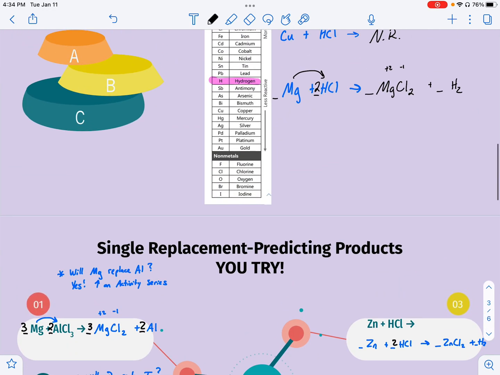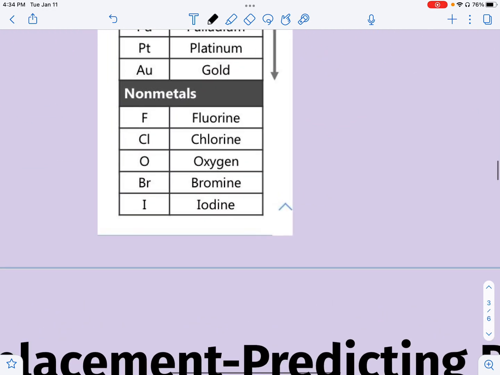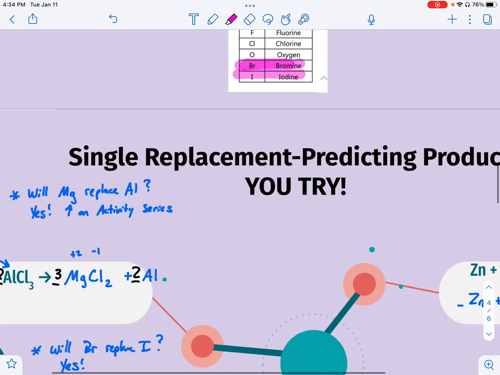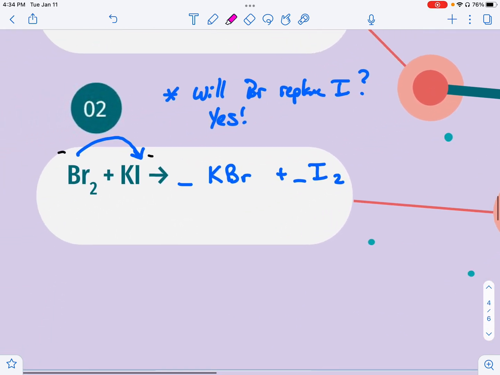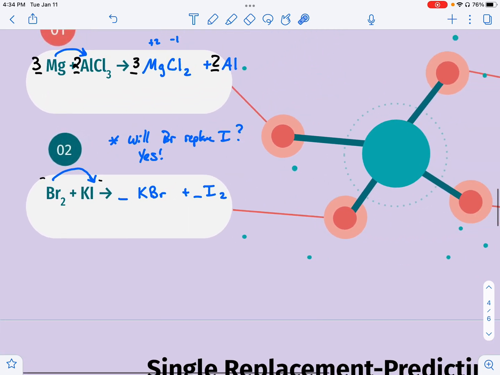So when you look at that, look here for the nonmetal activity series. We have bromine and iodine, and bromine is going to win. It's on top. So now I can replace that in the compound. So I'm sorry, I can move my bromine, but the potassium stays first. KBr, +1, -1, plus my iodine is diatomic, so I2. This already is balanced, so I don't need any coefficients, and I'm done.